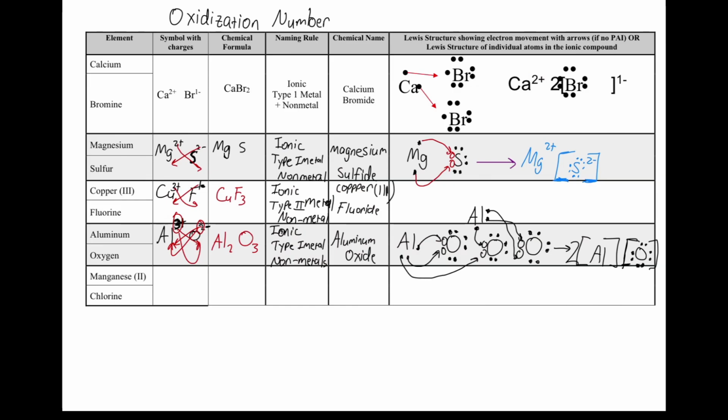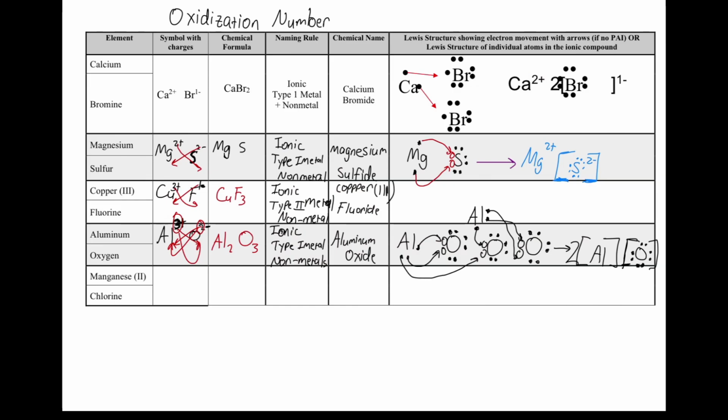Fluorine, on the other hand, we know the charge on fluorine. We always know the charge on this nonmetal. We know that the charge on fluorine is going to be a -1 when it forms an ion. We know that there are 3 fluorines. So overall, our 3 times -1 is -3 charge from copper.